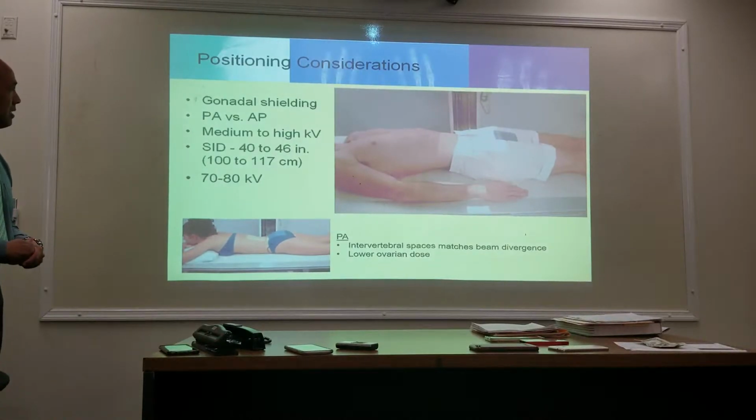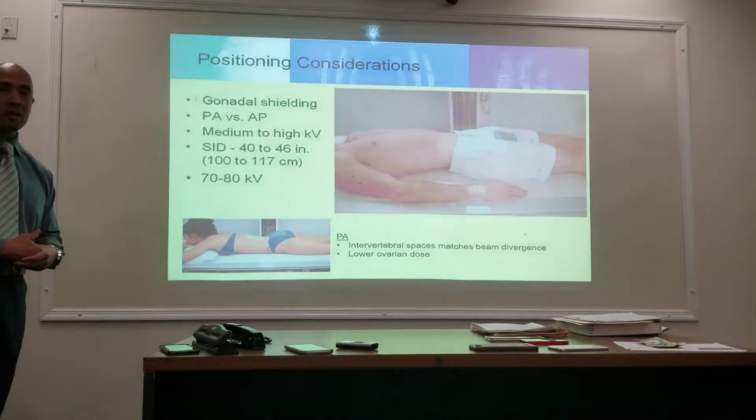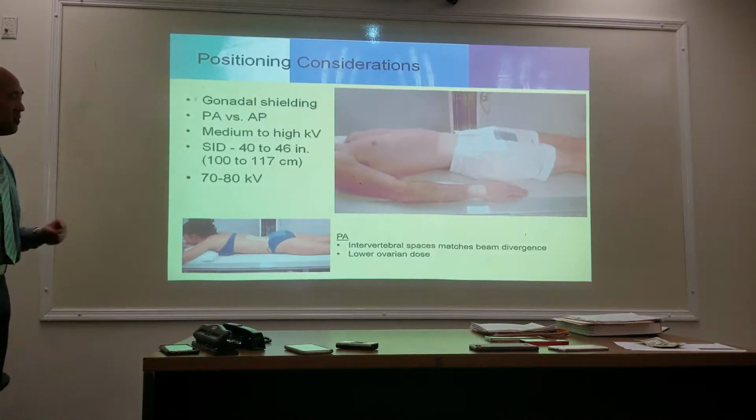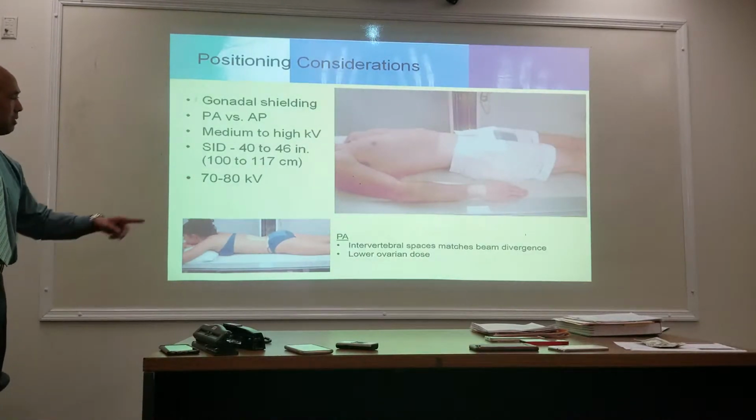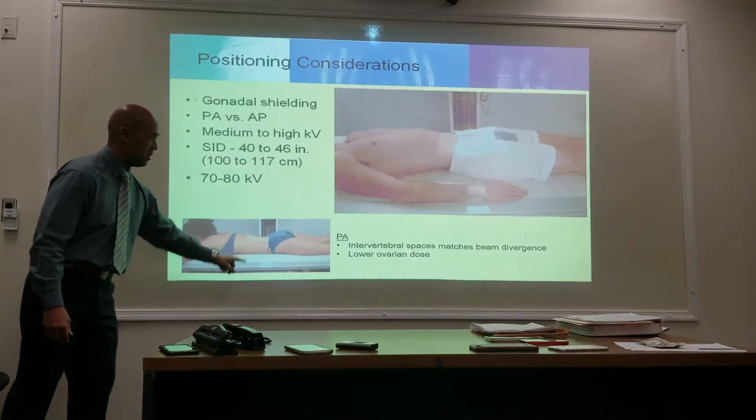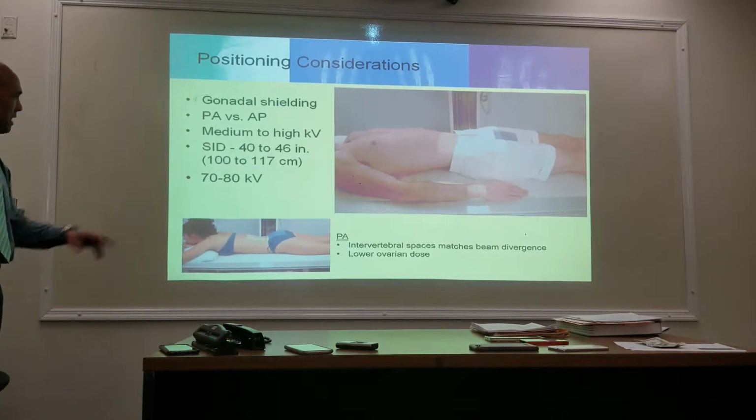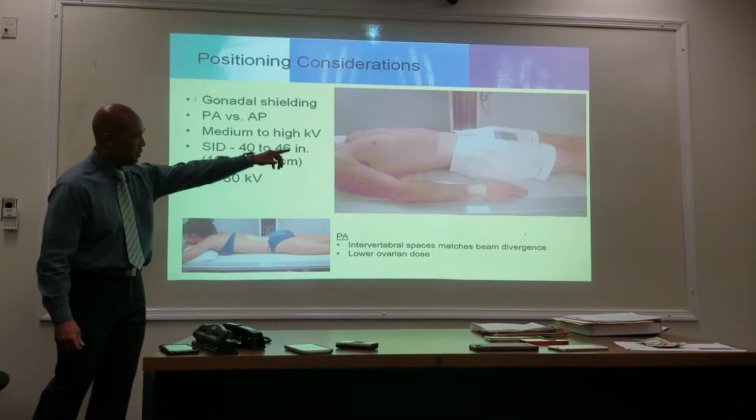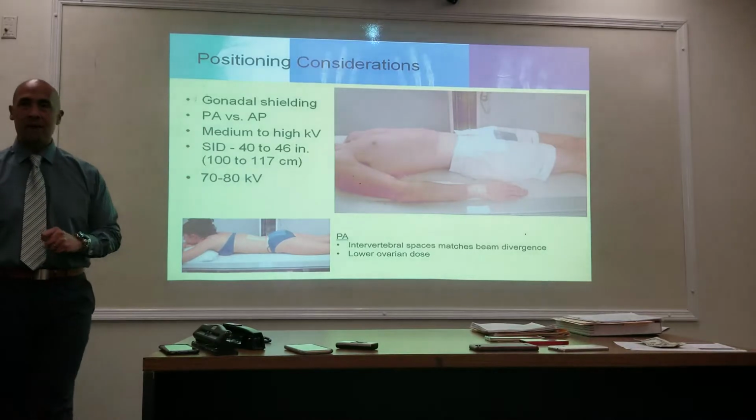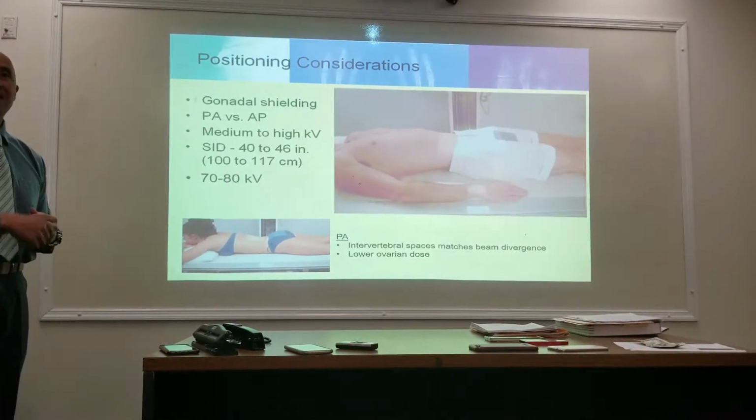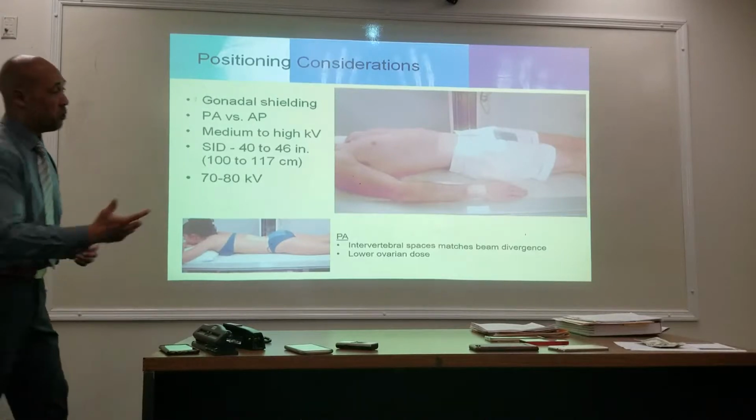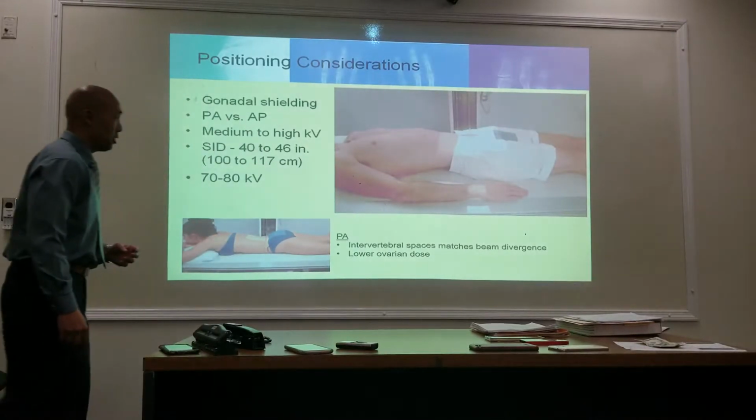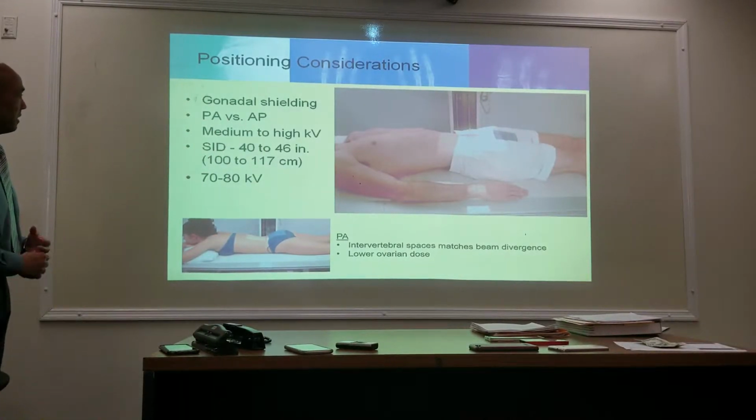PA versus AP. This has to do with gonadal exposure, but it also has reference to opening up the intervertebral disc spaces, and we'll talk about that later on. With PA, the intervertebral spaces are a little bit more open than in AP, because this straightens out the back. So if we were going to do AP, what can we do to straighten out the back to open up those joint spaces? Knees up. Yes, they bend their legs. When they bend their legs, this straightens out the lordotic curvature of the back, opening up the spaces.